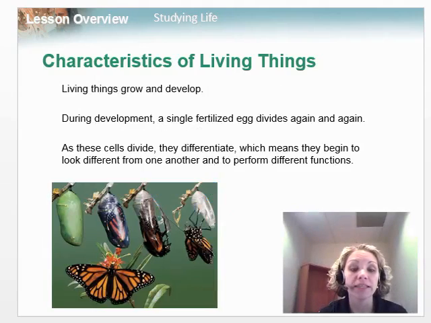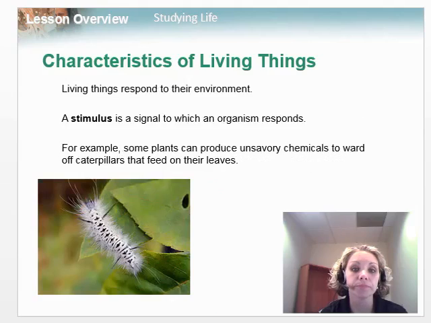Living things grow and living things develop. During development, a single fertilized egg divides again and again, and as these cells divide, they differentiate and perform different functions. Now, this would be in multicellular organisms. Living things respond to their environment. A signal to which an organism responds is called a stimulus. For example, some plants can produce unsavory chemicals to ward off caterpillars that feed on their leaves. So a signal to which an organism responds we call a stimulus. And all living things respond to the environment around them.